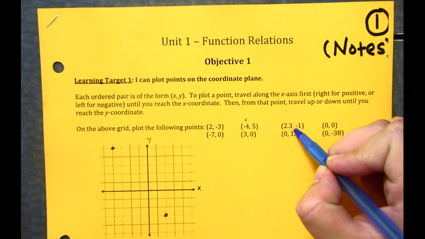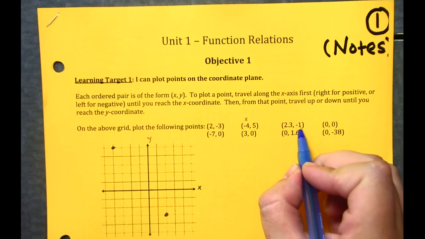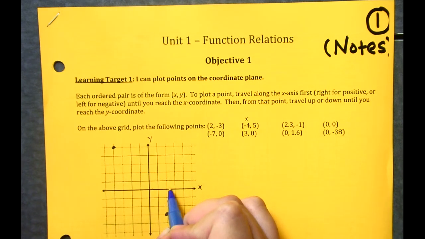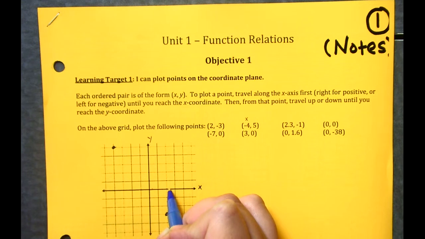This next point is a little bit interesting because it says (2.3, -1). So I'm going to go over 2.3, which is a little less than halfway to 3. 2.3 is in between 2 and 3, a little less than halfway, so I'm about right here, and then I go down 1.